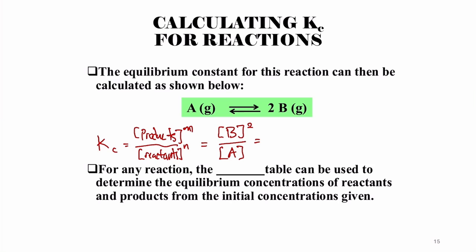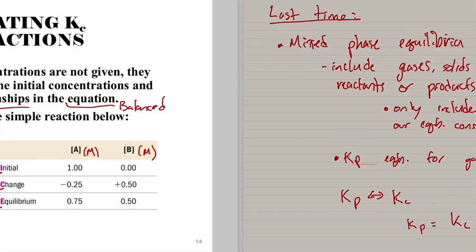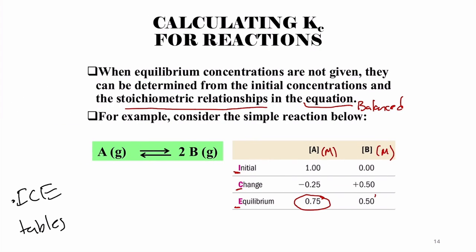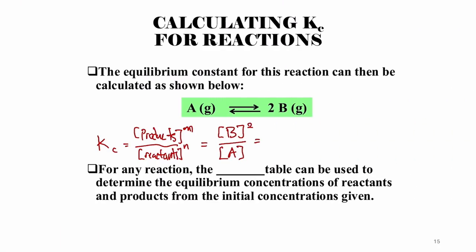If you're given something like this, where you're given the change, you would take these equilibrium values, because these concentrations are equilibrium concentrations, and just plug them into this expression. So you would get 0.5 molar squared over 0.75. And if you're asked to find the value of the equilibrium constant, you just divide these two. You get something like 0.33 as our equilibrium constant.